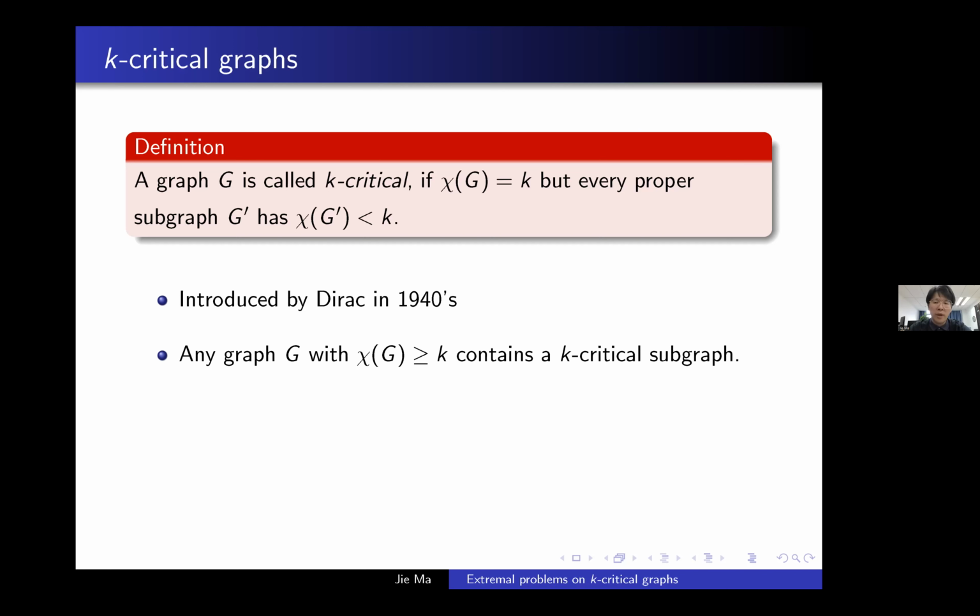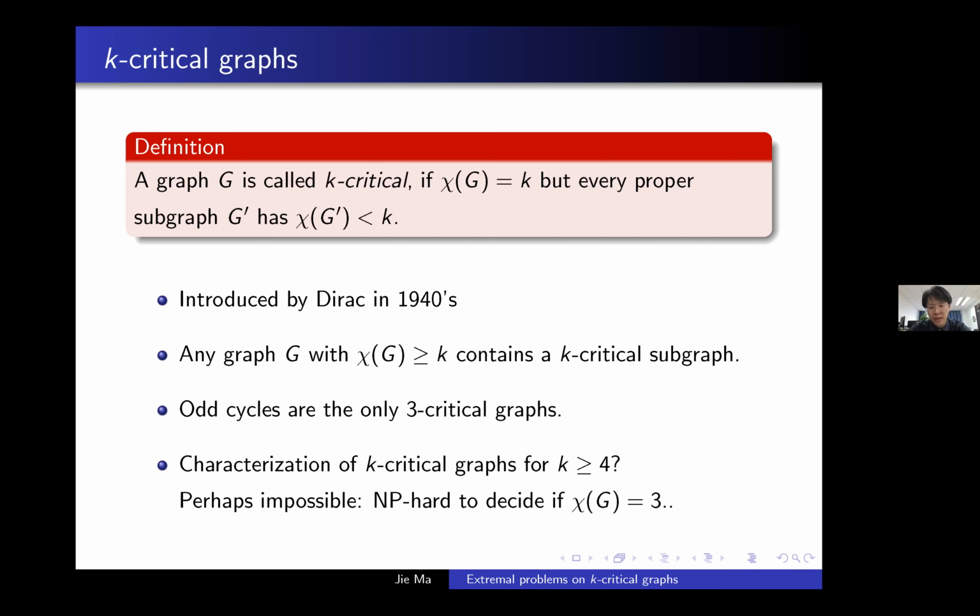And often we are studying sufficient conditions. We are interested in statements of the form: any graph G with chi equals K, what kind of subgraph does it contain, or what kind of global information can we derive from this graph. In this sense, it's very important to study K-critical graphs because this is sufficient.